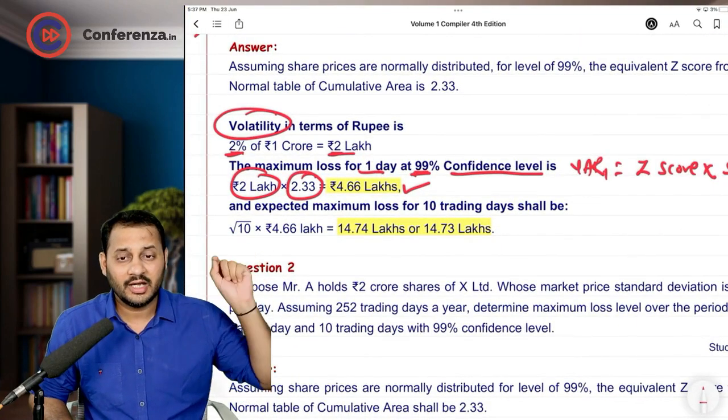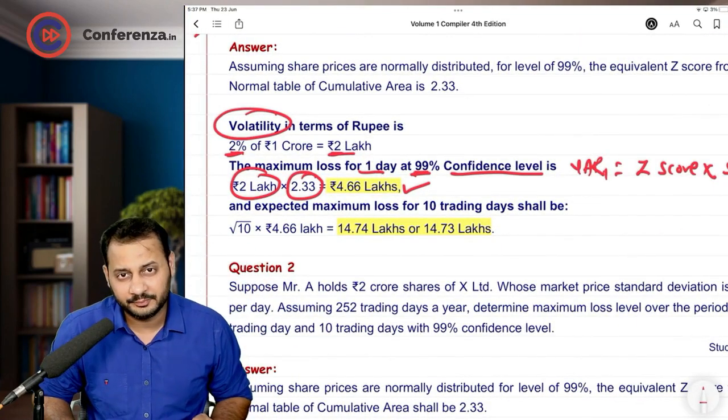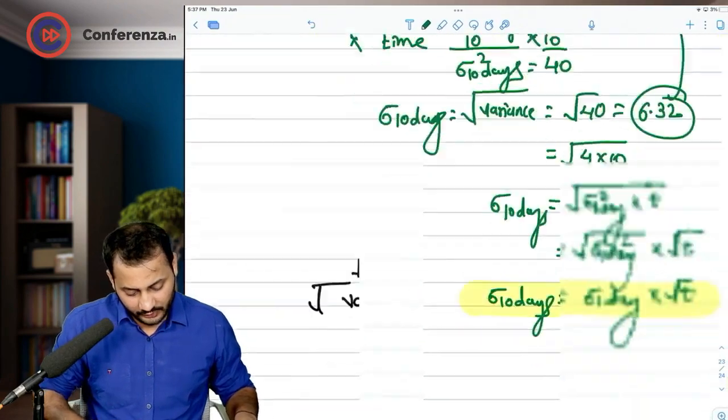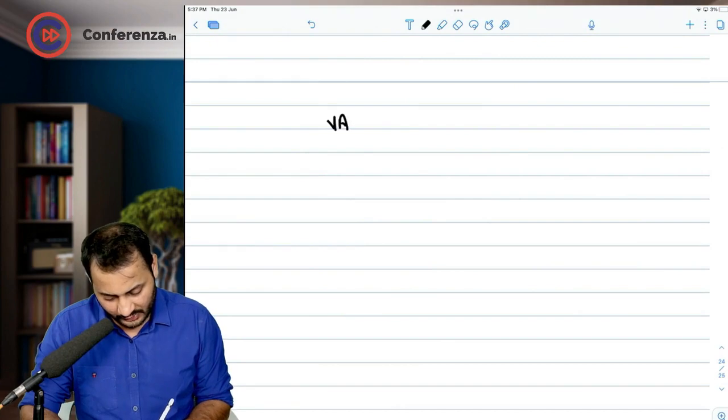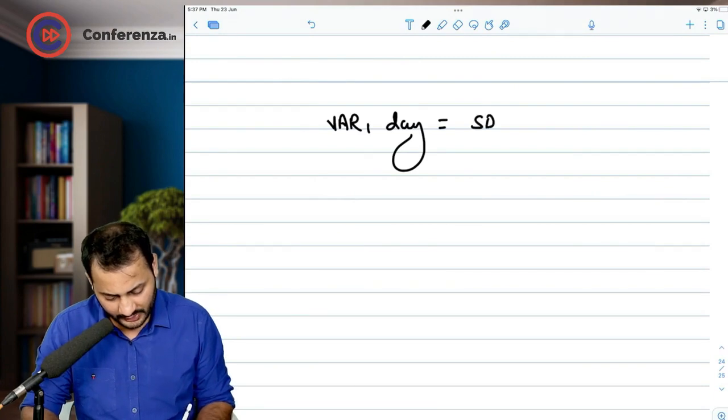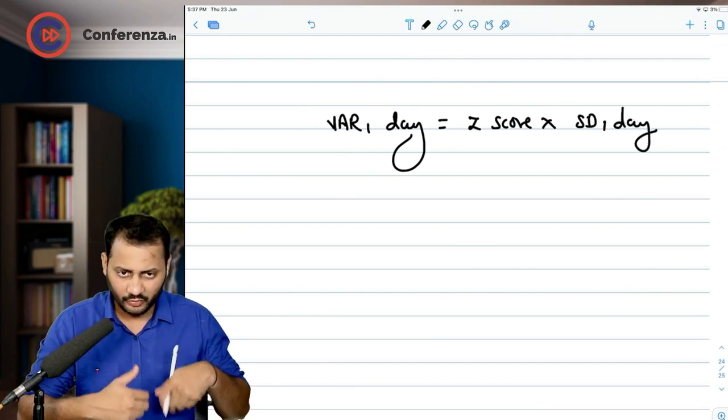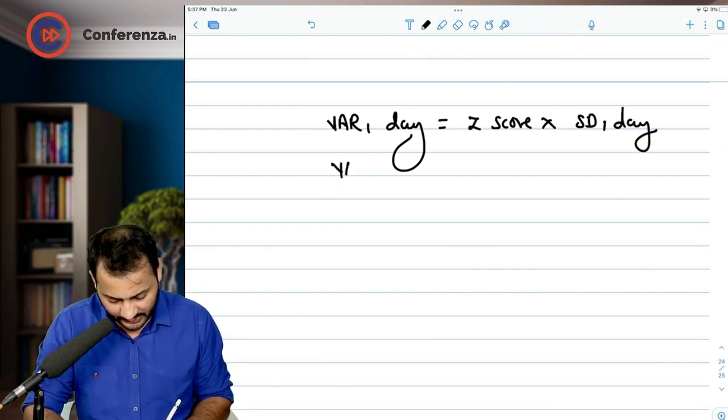14.74 lakhs, 99% confident about it. So ultimately what you learned is this formula. Please understand. VAR for one day is equal to z score multiplied by standard deviation for one day. If you have to calculate it for multiple days, you can write it like this.